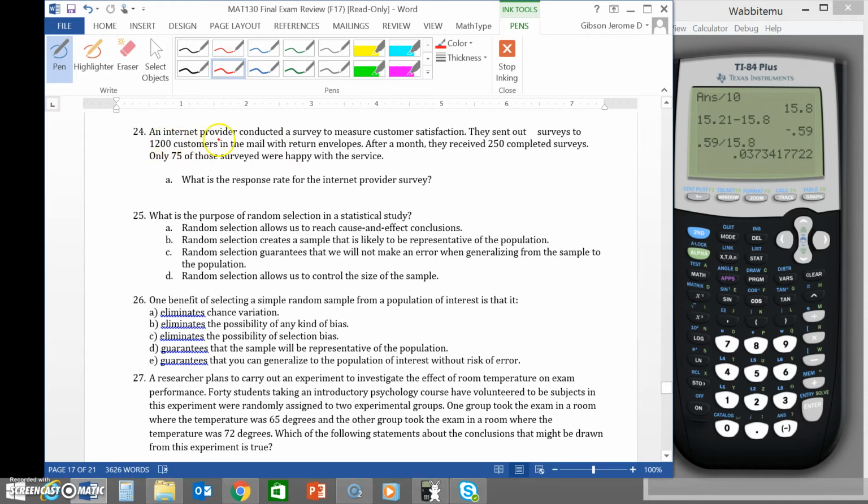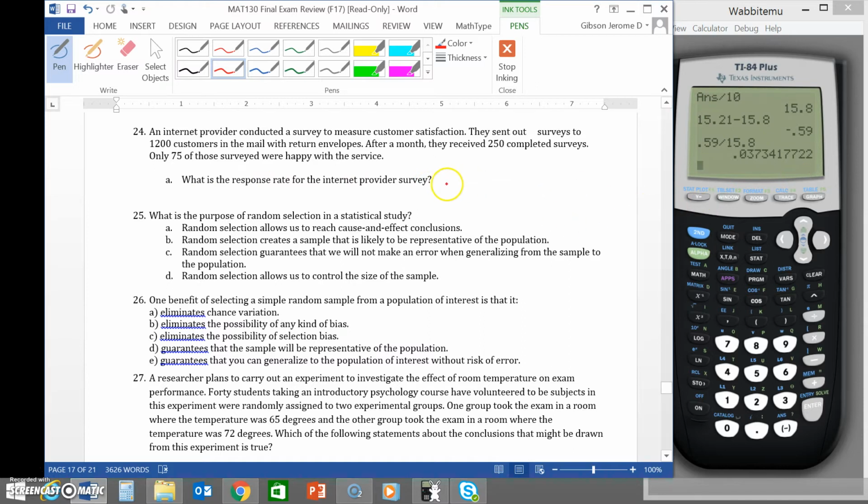It says an internet provider conducted a survey to measure customer satisfaction. They sent out surveys to 1,200 customers in the mail with return envelopes. After a month, they received 250 completed surveys. Only 75 of those surveyed were happy with the service. It says, what is the response rate for the internet provider survey?